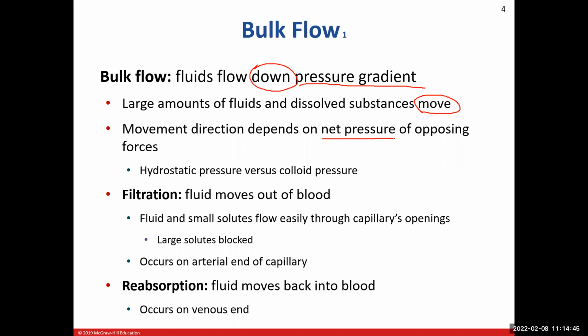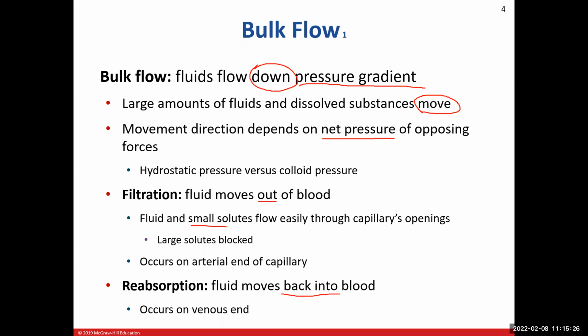So when we're discussing bulk flow, there's two concepts or terms that you need to have an understanding of. One is filtration, and the other one is resorption. Filtration is when we're going to move a fluid out of the blood, and resorption is when we're going to move a fluid back into the blood. So when we're dealing with filtration, the liquid and very small solutes, of course, are going to be able to move through these capillary openings. Remember, we talked about those, the fenestrated and the sinusoidal.